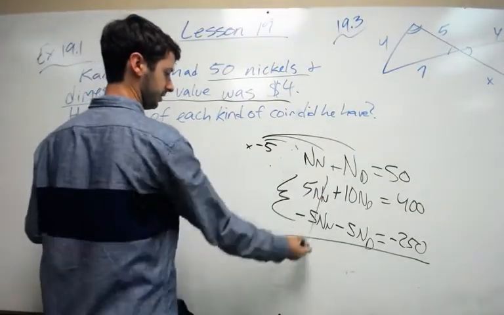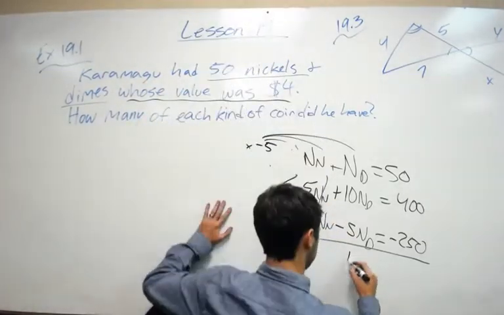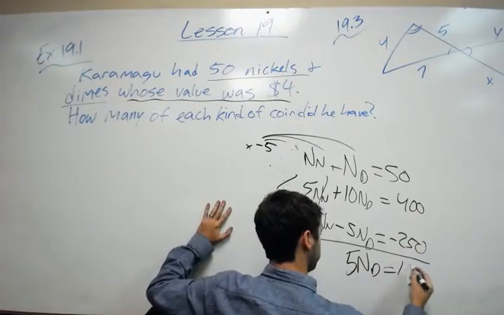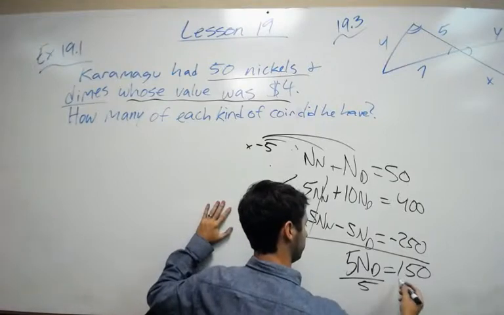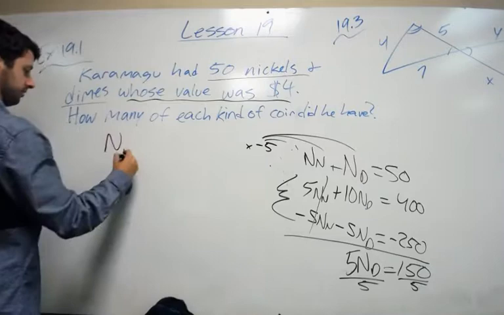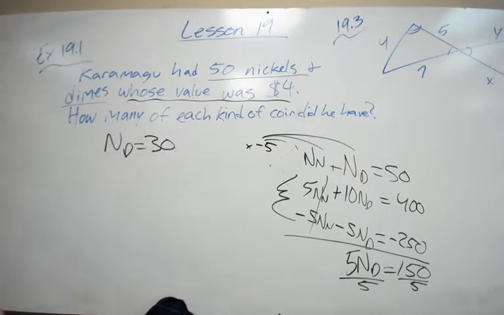These eliminate. 10 minus 5 is 5. 400 minus 250 is 150. So then we can divide by 5. The number of dimes is 30. So there's 30 dimes.